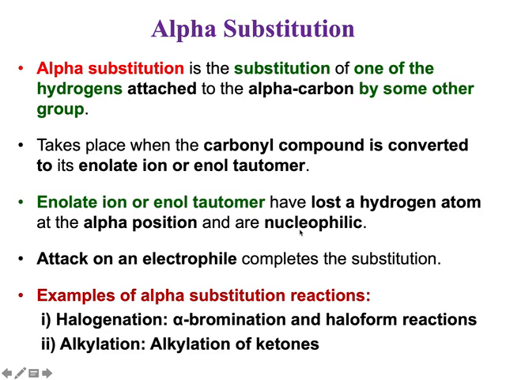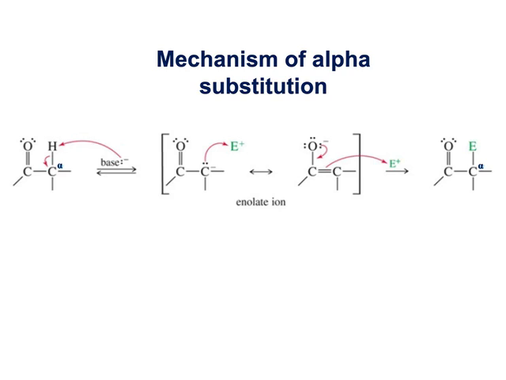So once this enolate ion or enol tautomer becomes nucleophilic, it will attack the electrophile, completing the substitution. This is the same step as in the previous chapter about the substitution mechanism and acyl substitution. So examples of the reaction involved for the alpha substitution are two: halogenation and alkylation. This is a general mechanism for alpha substitution.